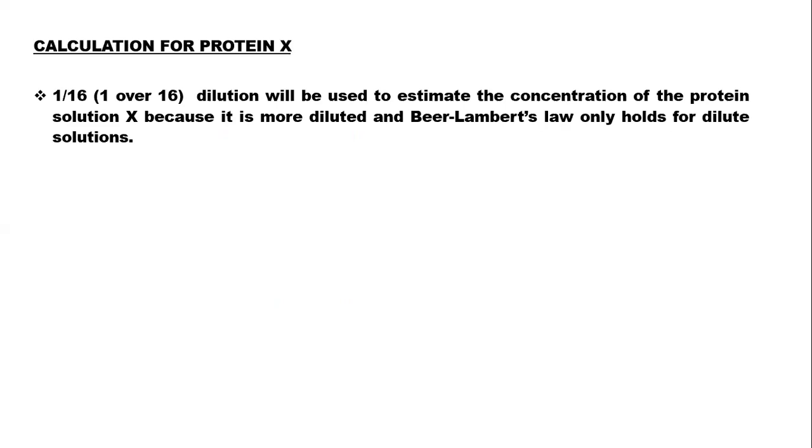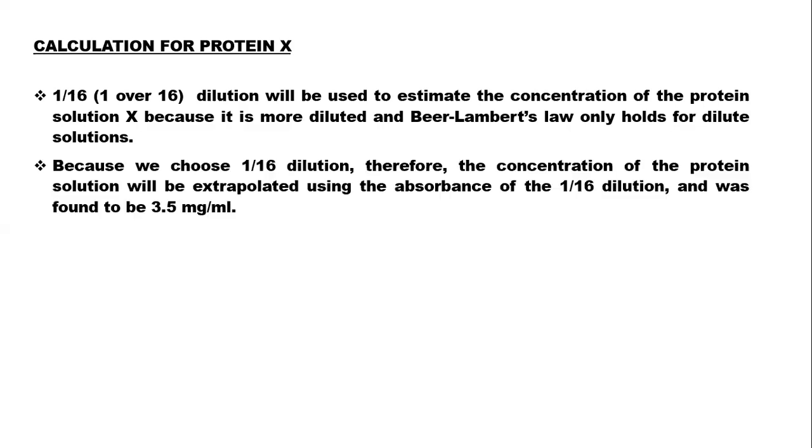So how do you calculate the concentration of the protein X from the serial dilution that you just concluded? So if you are to be asked which dilution you are going to use, you are going to use 1/16 dilution. Why? Because it is the most diluted, and Beer-Lambert's law calls for dilute solution. So it means you are going to take 0.09 absorbance to calculate the concentration of the protein.